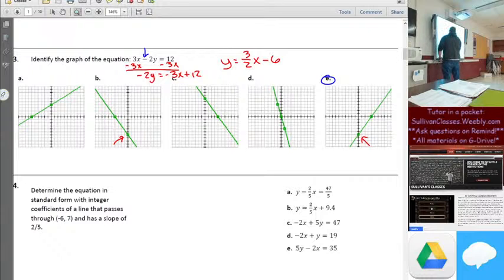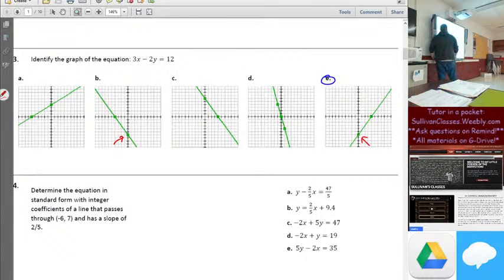The other way to do this, which is a lot quicker, remember graphing by intercepts? If I put a 0 in for y, I'll get the x-intercept. If I put a 0 in for x, I'll get a y-intercept. So you just look at which one hits -6 and +4. Ta-da! It's a lot quicker.